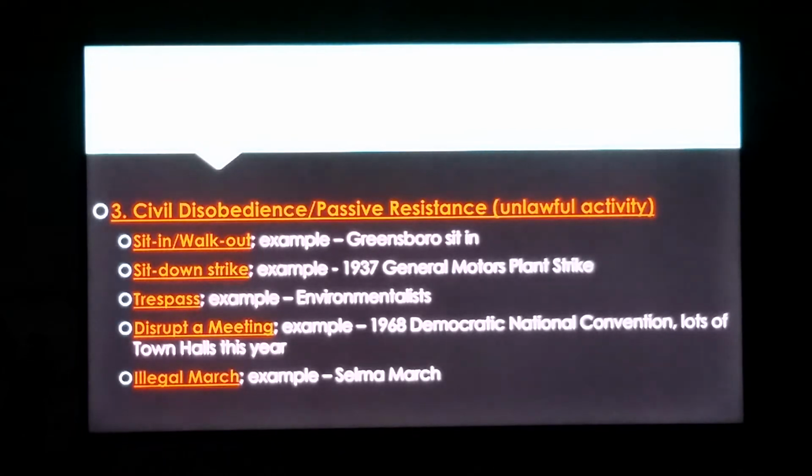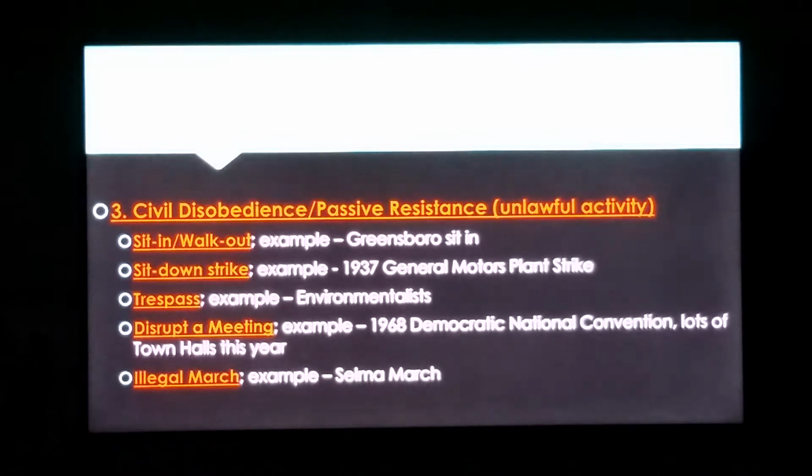You could disrupt a meeting. Right? An example of this will be the 1968 Democratic National Convention, which was a complete and utter crap show, but we'll get to that as we get further. Lots of town halls in the recent few years, where people have rightfully been very angry at their politicians. So when they hold these town halls, they yell at them, which is how it should go anyways. And most of our politicians are cowards, so a lot of them are canceling their town halls.